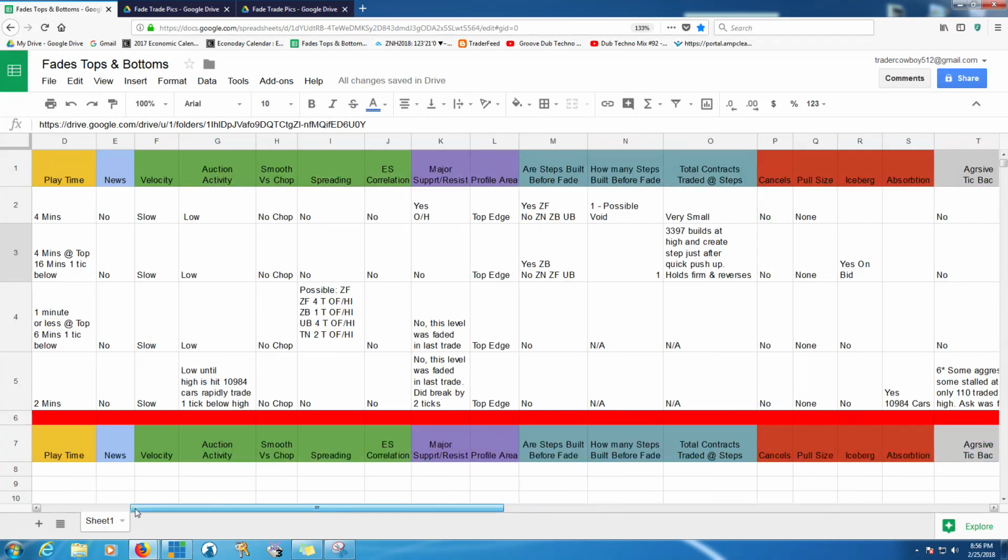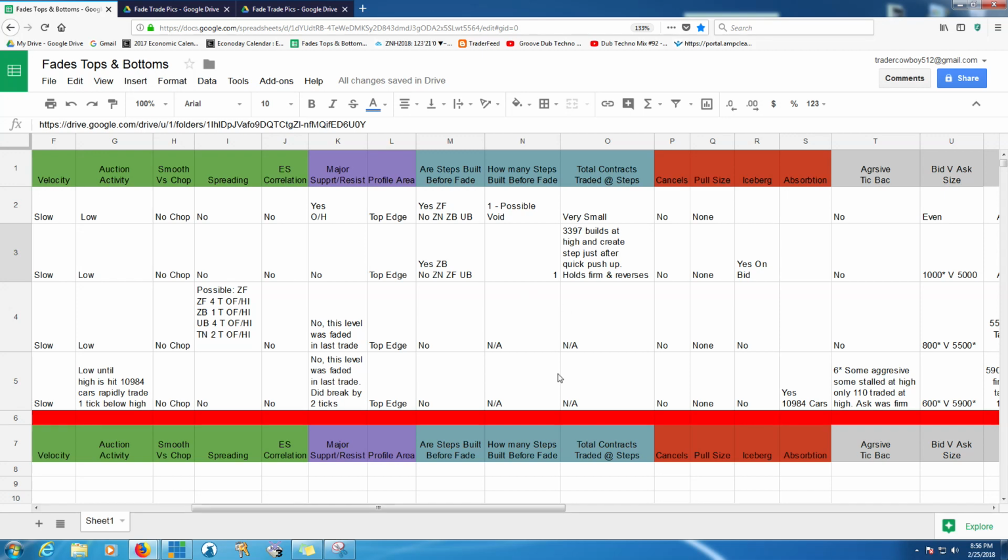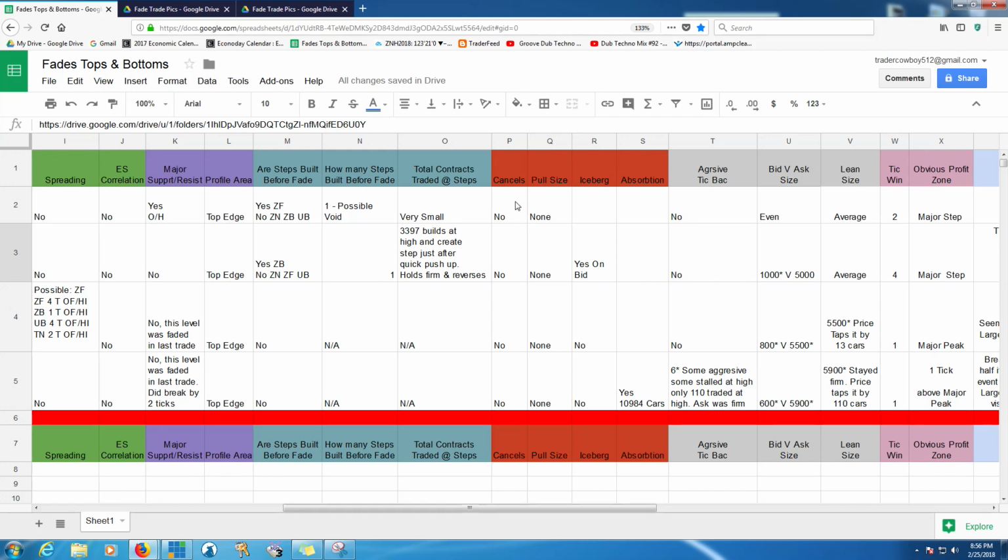So let's go back here. That's what that information is telling me, and then we can verify it by looking at a picture. These are not available. Nothing really happened there. No. So this was no, and then these don't apply because they relate to steps built before the trade. So none of these apply. Were there cancels? No. This is in the action. This is at the very high, at the very high where we want to get the most perfect entry for a fade. Were there any cancellations? No. Pull size? None, because there were no cancels.